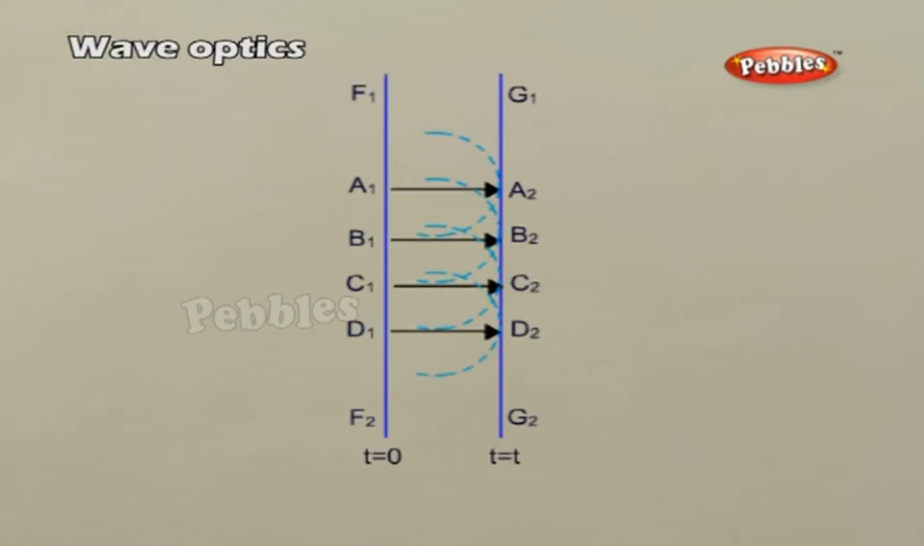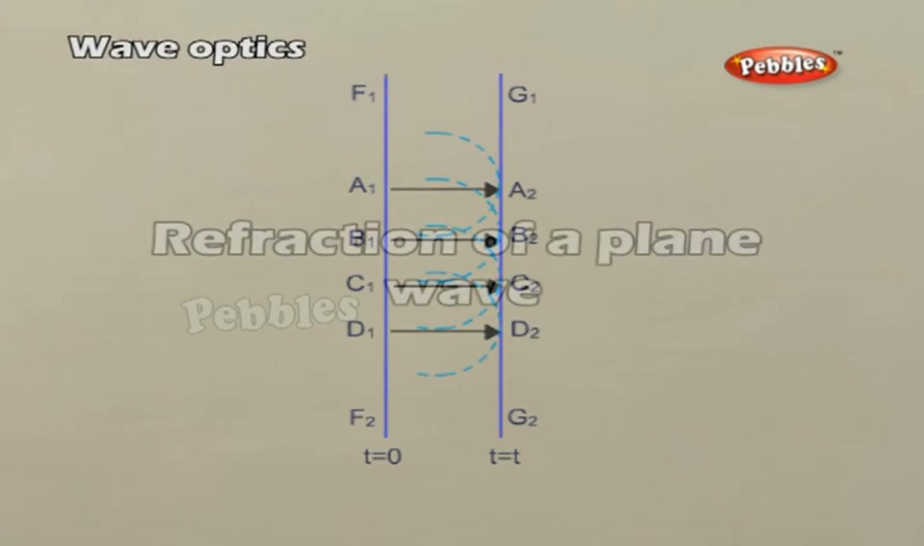We can use Huygens principle to determine the shape of the wavefront for a plane wave propagating through a medium as shown. The figure shows the geometrical construction for a plane wave propagating to the right. F1, F2 is the plane wavefront at t equals 0, and G1, G2 is the wavefront at a later time. The lines A1, A2, B1, B2, etc. are normal to both F1, F2 and G1, G2 and represent rays.